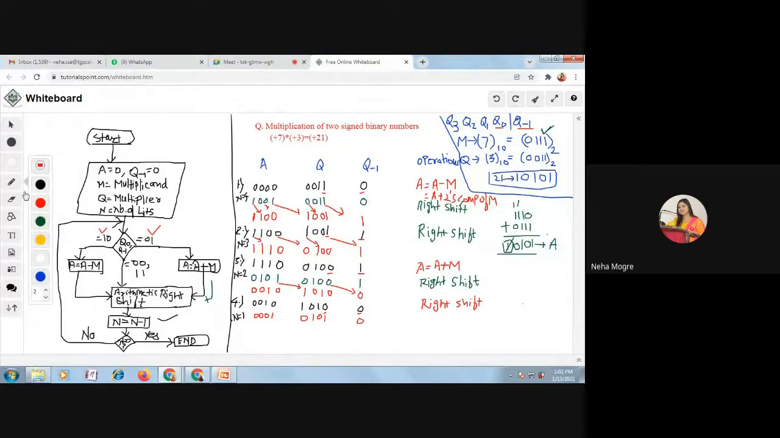Right, now what will be my fifth step? The value of n is now 1. In the fifth step, the value of n is 0. Okay, so I need to stop here.